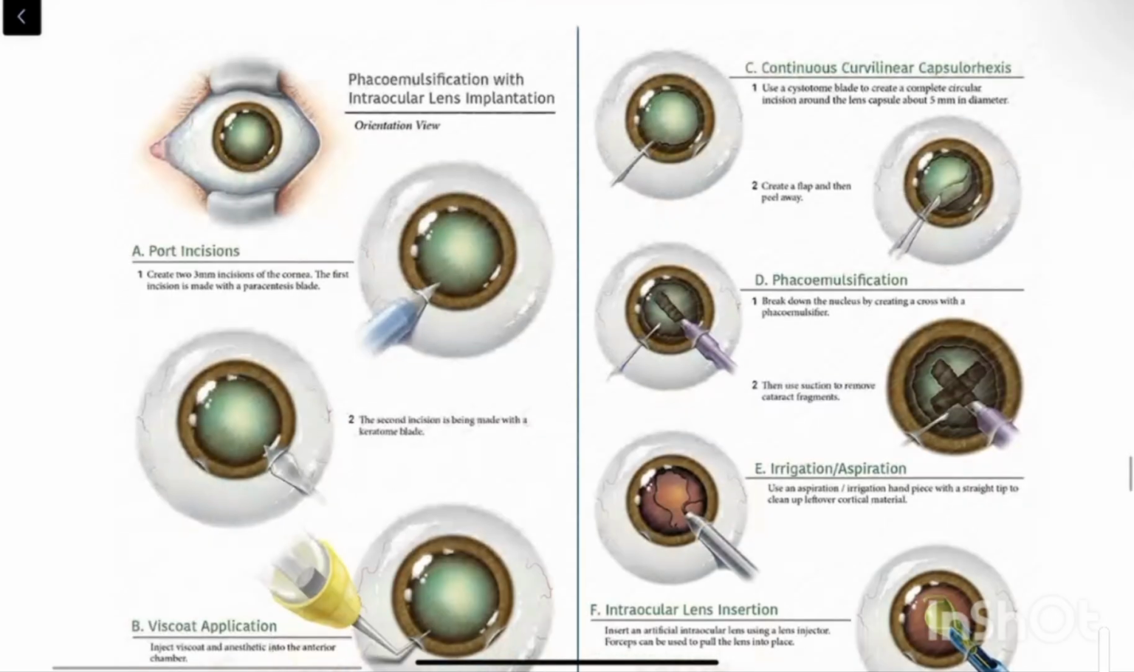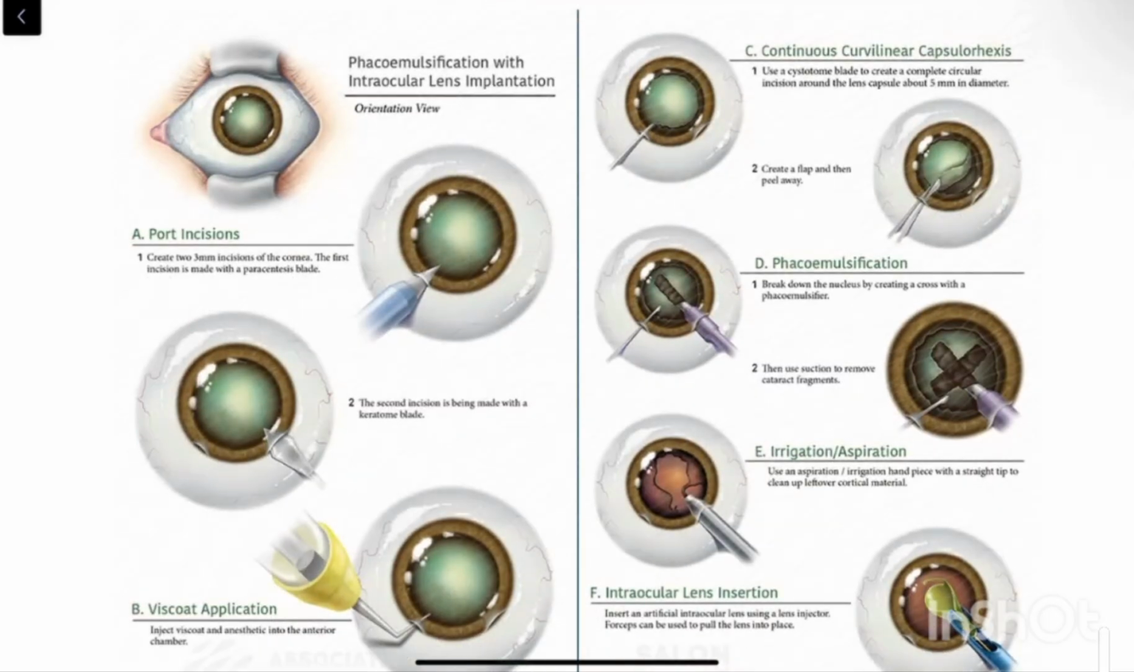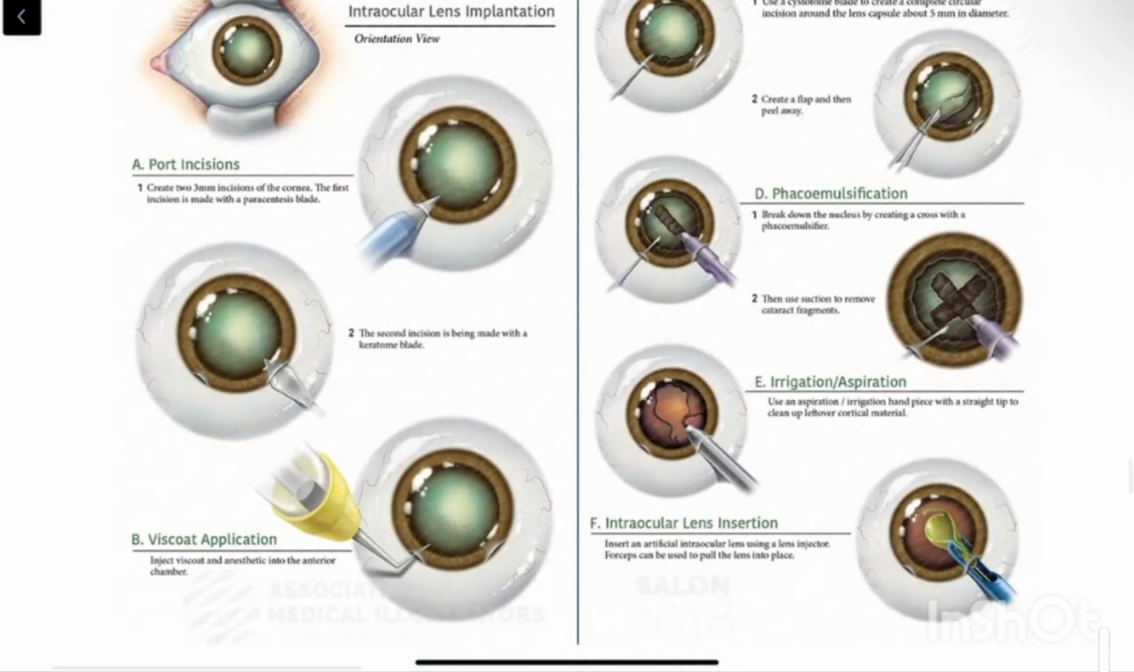In phacoemulsification, we will create port incisions, like 2-3 mm incisions over the cornea. The first incision is made with a paracentesis blade, and the second incision is made with a keratome blade. That is the name of this blade, paracentesis blade, and this is the keratome blade. The keratome blade is usually diamond shaped. Using this we make two side incisions, one here and one here.